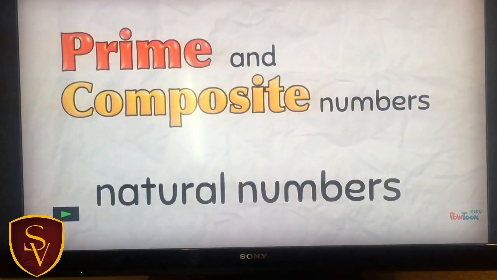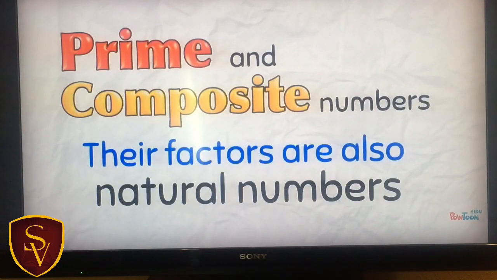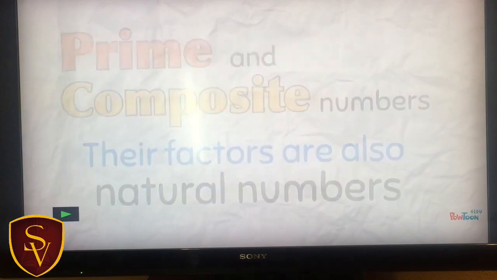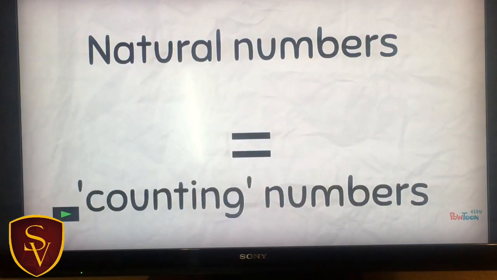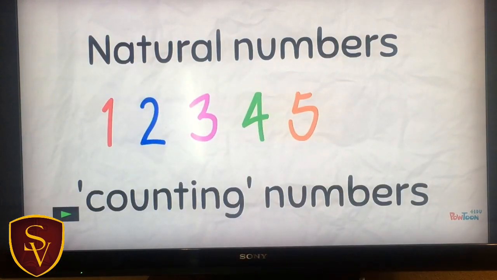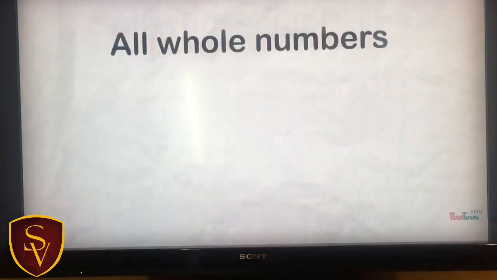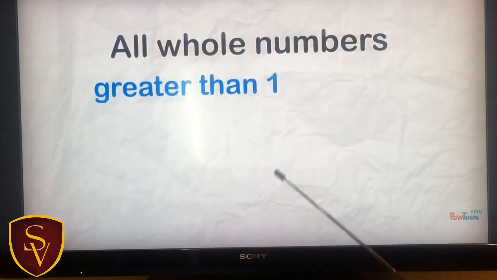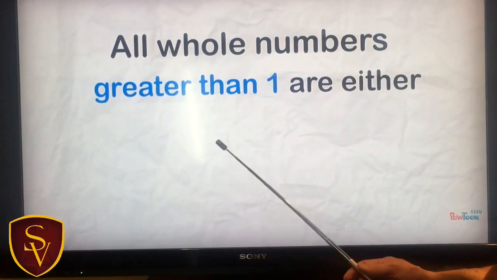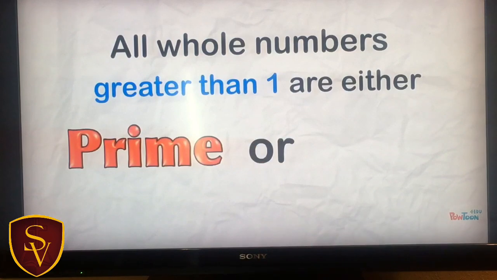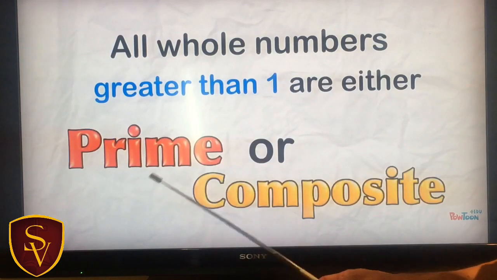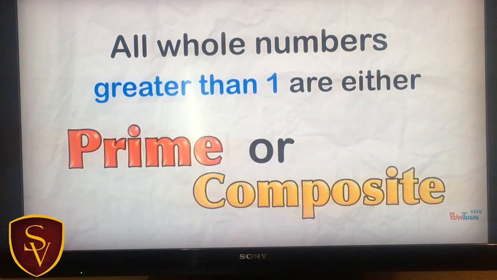Prime and composite numbers. Prime and composite numbers are factors that are also natural numbers. Natural numbers are the ones that we count: 1, 2, 3, 4, 5, etc. So these natural numbers help us to find numbers that are greater than 1 and are either prime or composite numbers.